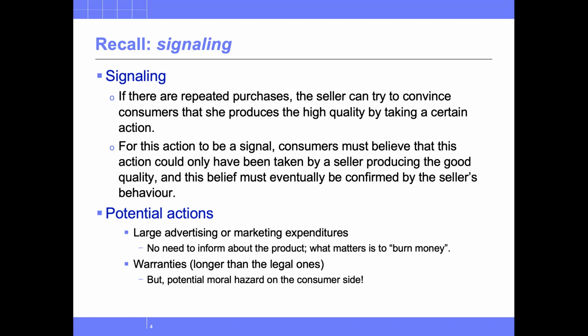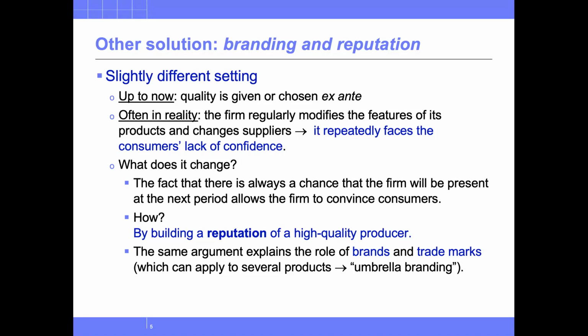Right. Now, we want to look at another channel through which sellers of high quality products can actually convince consumers that their product is of high quality. This other channel goes through branding and reputation. We changed slightly the setting that we've been using so far. Up to now, quality was supposed to be given or chosen ex ante, and once and for all.